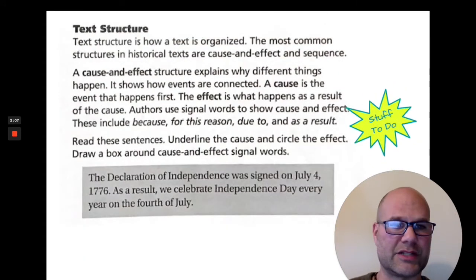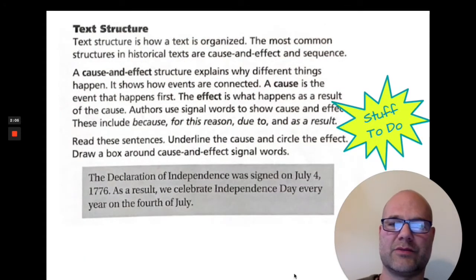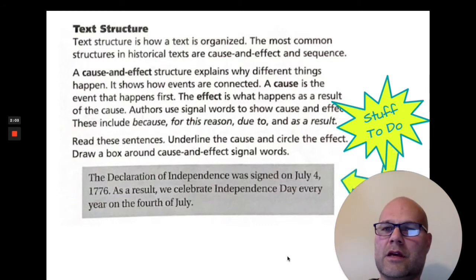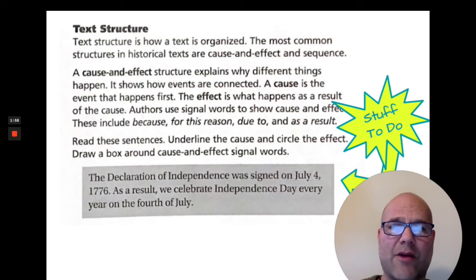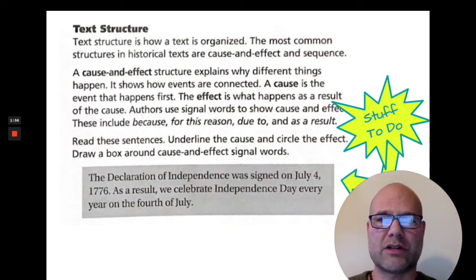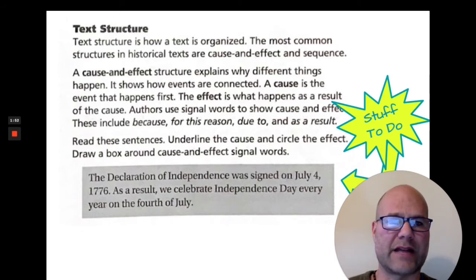Make sure you follow directions in the slideshow as to what to do. Text structure. Text structure is how a text is organized. The most common structures in historical texts are cause and effect or sequence, sometimes both.